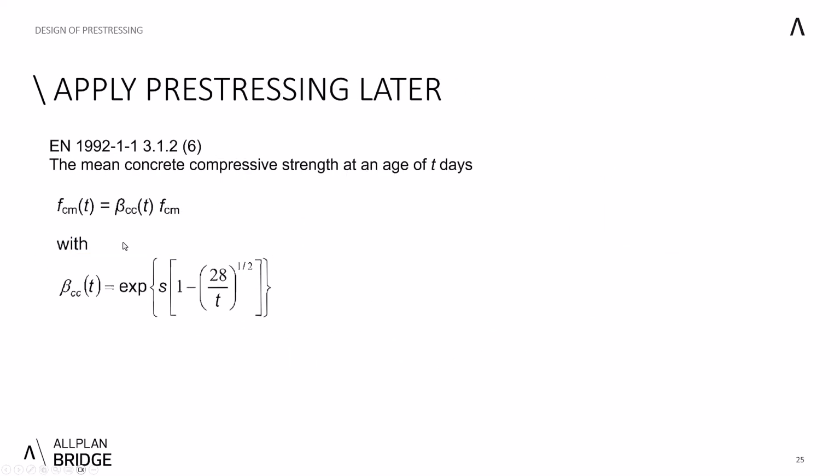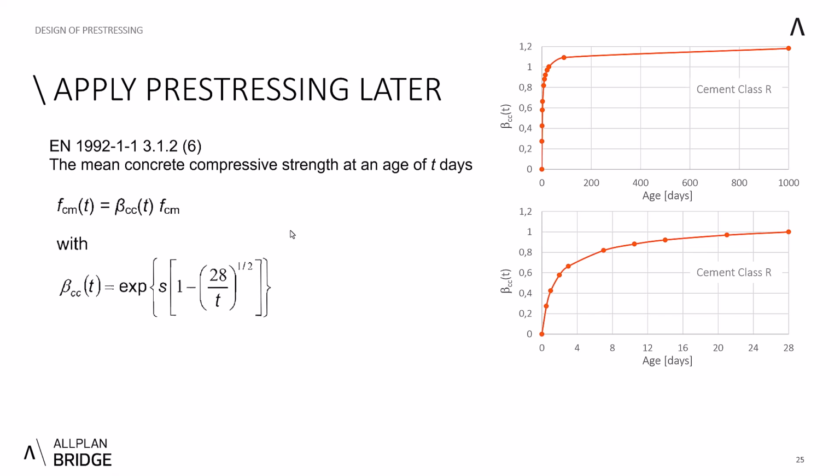The next solution for the stress limitation problem is to apply pre-stressing at a later age of concrete. As a result of the hydration process, the strength and the modulus of elasticity of concrete increase with the growing age of concrete t. Eurocode provides the formulas for the mean concrete compressive strength at a certain age. As you can see, the strength increase is significant, especially at the early stages of the hardening.